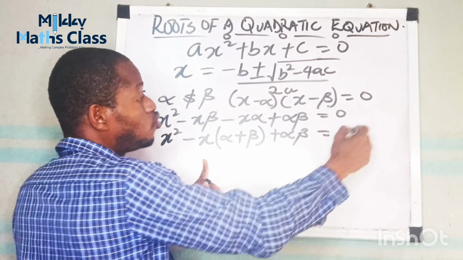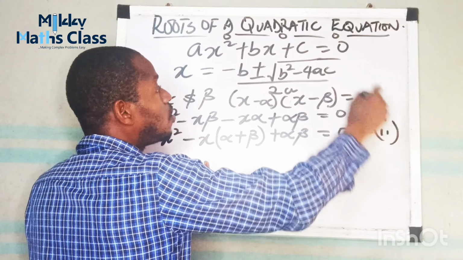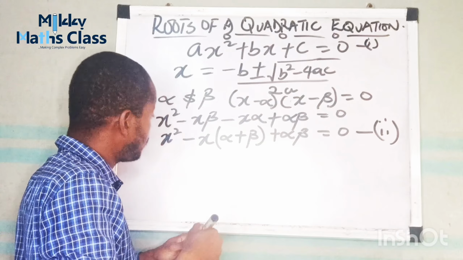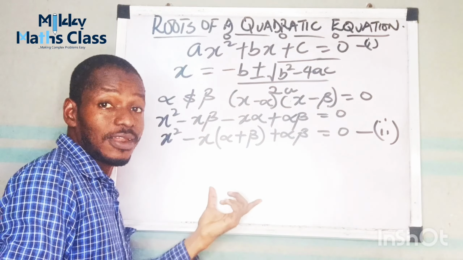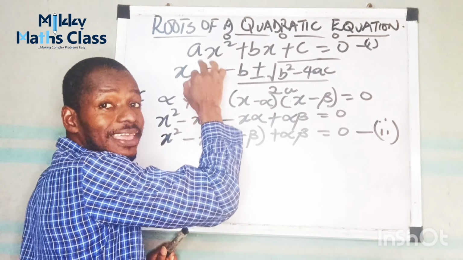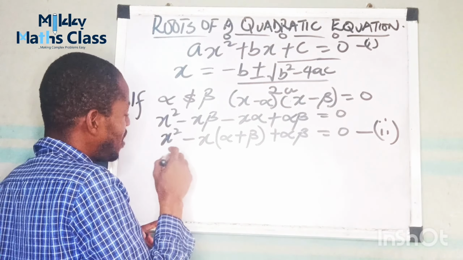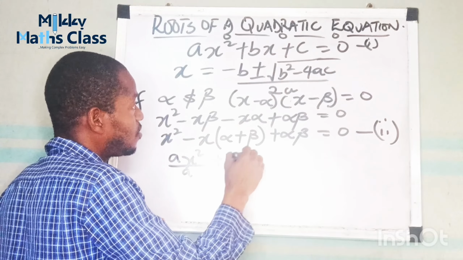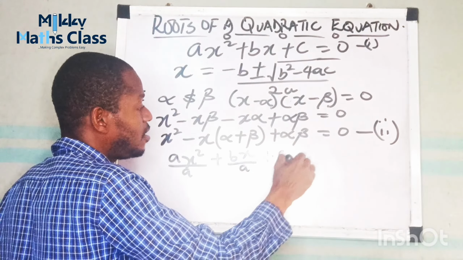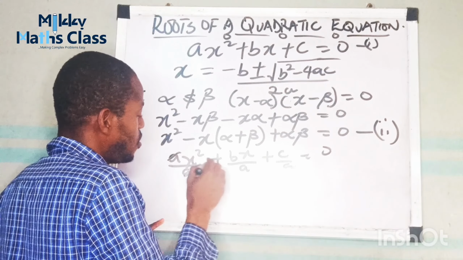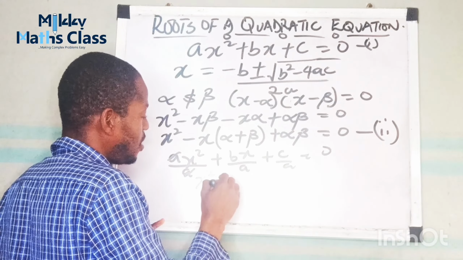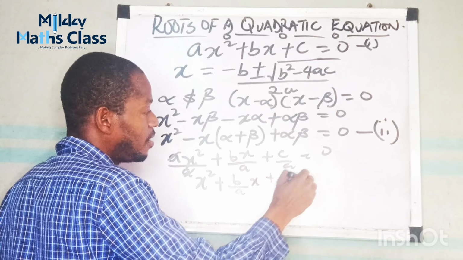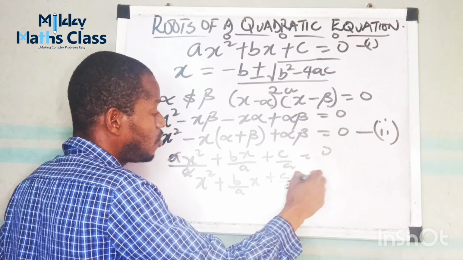Now we can say this is equation 2, and we can call the standardized form of this quadratic equation equation 1. For me to make this quadratic equation look like this, all I need to do is divide through by a. So if I have ax squared and I divide through by a, that's ax squared over a plus bx over a plus c over a equals 0. This and this will go, so I'm left with x squared plus b over a x plus c over a, equals 0, because if I divide 0 by a, it is still 0.